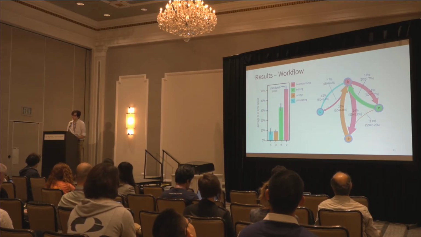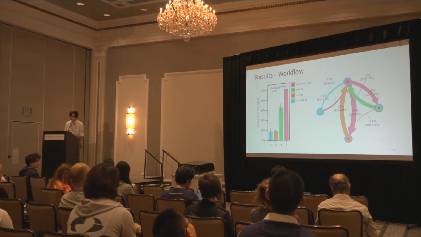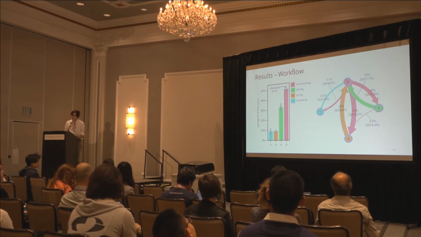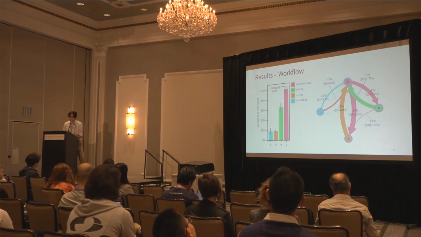The graph on the right depicts which design activities, brainstorming, acting, editing, and simulating, were on average most likely to occur after other design activities. So for instance, the blue arrow from S to B indicates that on average, after simulating an interaction, designers went back to brainstorming 6.5% of the time.